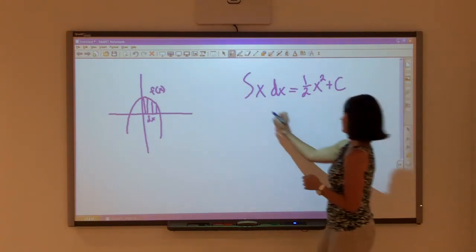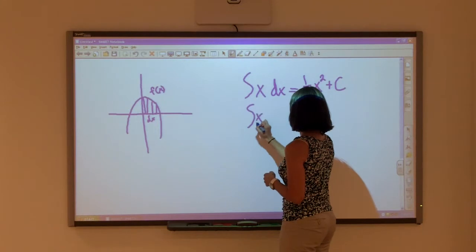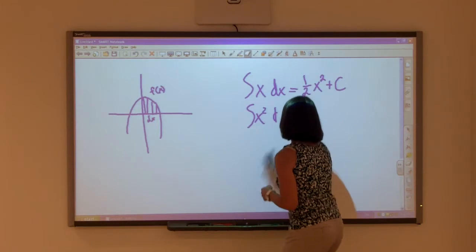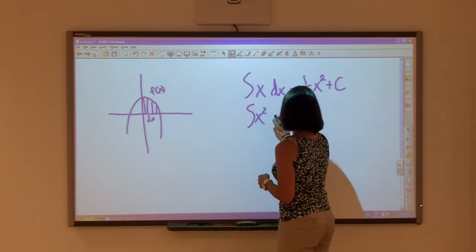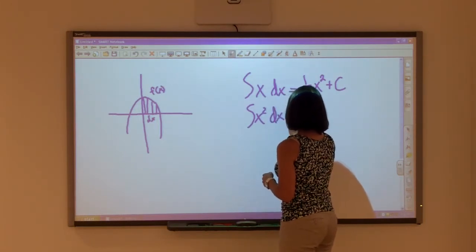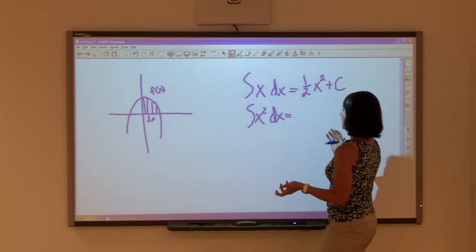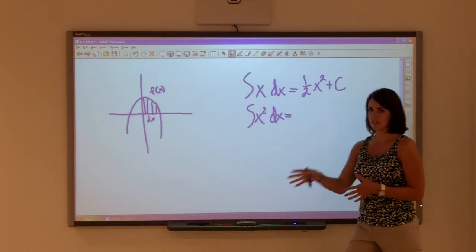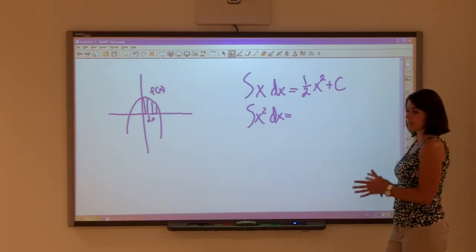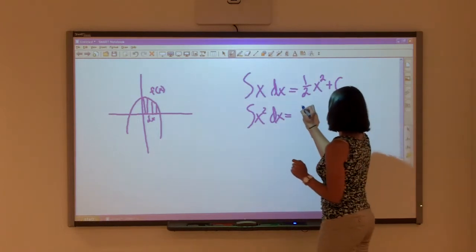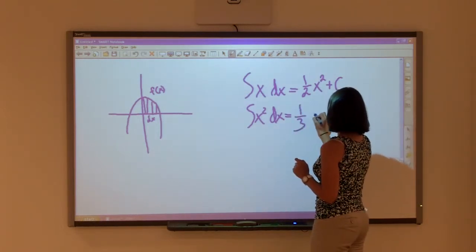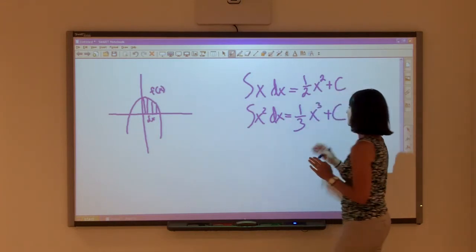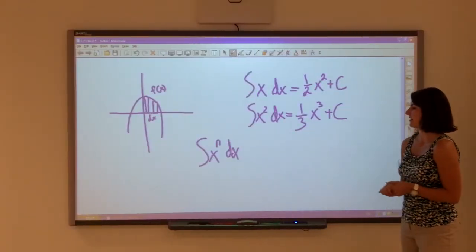Let's try another one. Let's find the antiderivative of x squared. So what function can we take the derivative of for the derivative to equal x squared? Okay, so this one is 1/3 x cubed plus a constant. So we see a pattern here emerging.